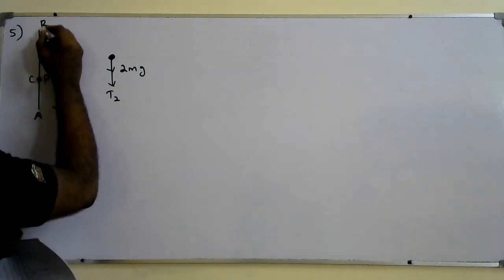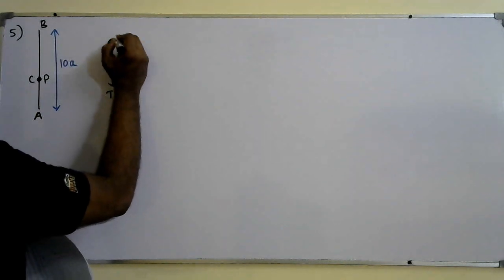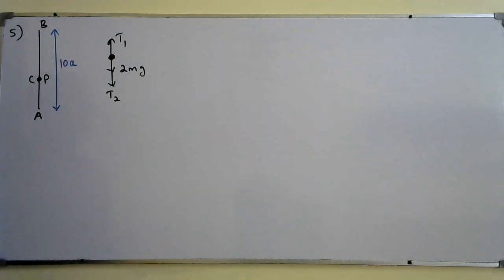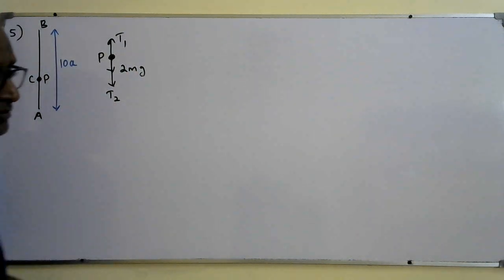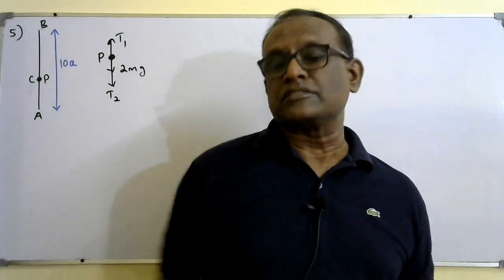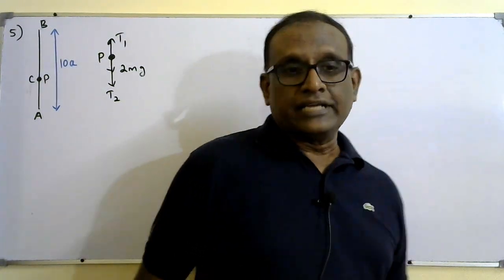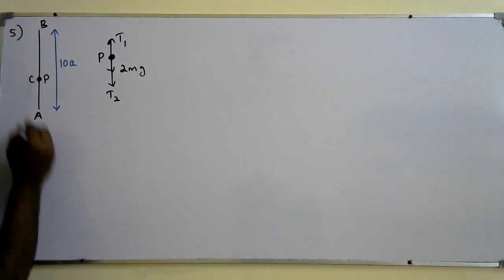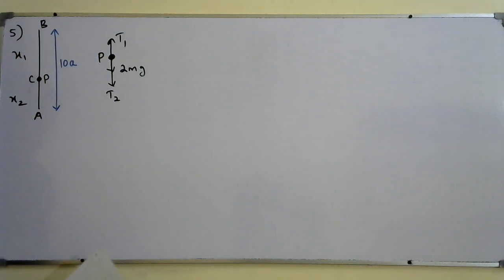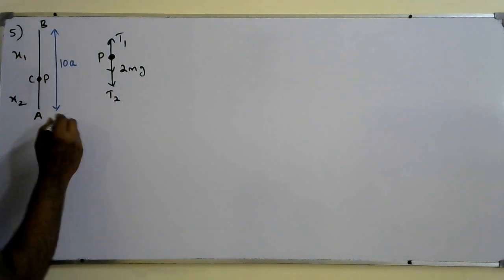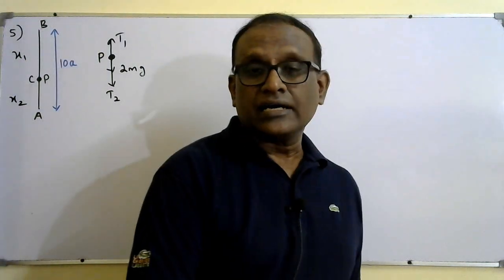Same way, this string also stretched, so there will be elastic tension that is going to be T1. These are the three forces acting on the particle P, and we know the particle P is at rest, which means the resultant force acting on it must be equal to 0. We don't need to find the extension of each string. We will say the extension of this string is x2, the extension of this string is x1. Now we are going to write the tensions in terms of extension.